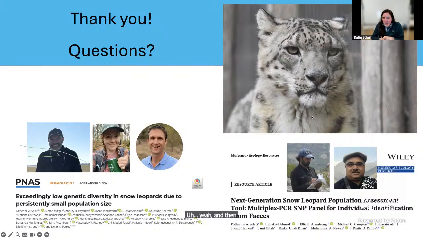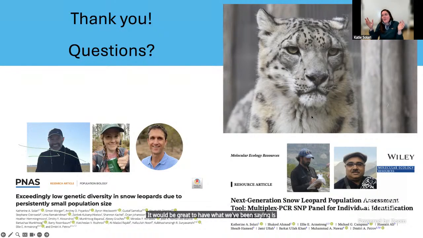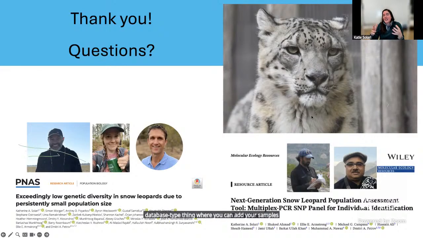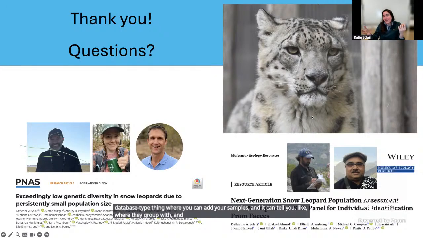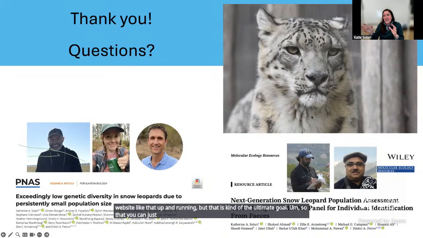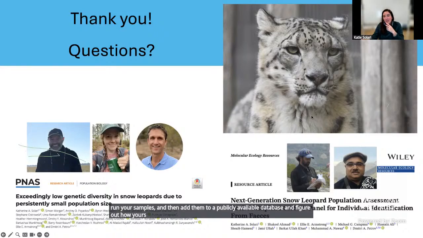As far as a database that people can consult, all of this data is publicly available. We are hoping at some point, this is the pie in the sky thing, to have what we've been calling a 23andMe for wildlife, an interactive database where you can add your samples and it can tell you where they group and tell you about your samples. That's still the thought, but I'm not a coder, so I don't know. I think it's going to be a lot of work to get a website like that up and running, but that is the ultimate goal, so that you can run your samples, add them to a publicly available database, and figure out how yours compare to everybody else's.